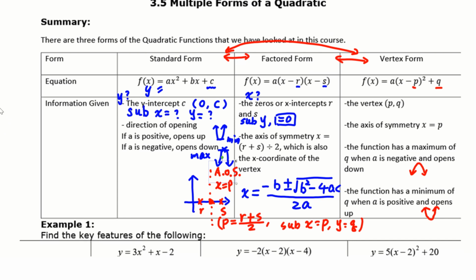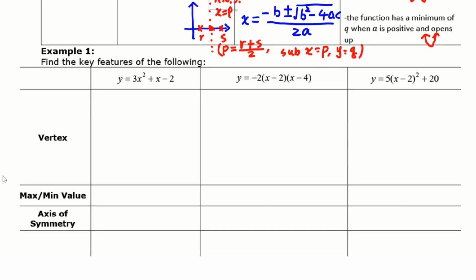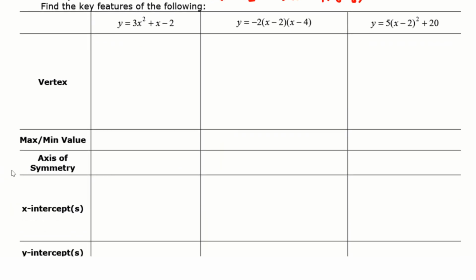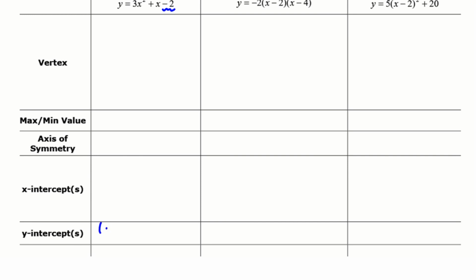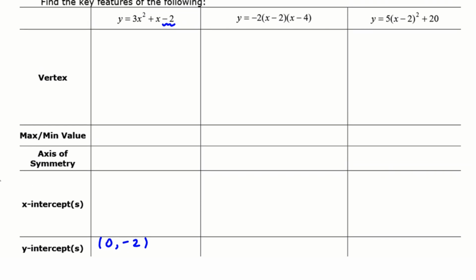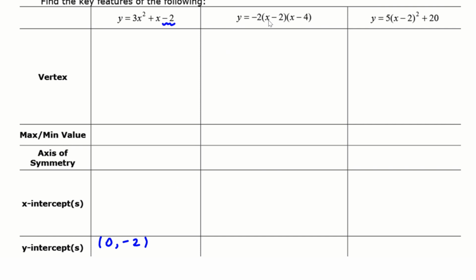Okay, so now we are going to see some examples. We are going to fill in this chart. So fill in the key features of the following. So this one is a standard form. We know from the standard form we are able to see the y-intercept right away. So x equals 0, then y equals -2. So sub in x equals 0 here, 0, 0, -2 is -2. And from the factored form, we are able to see the zeros right away. So it's (2, 0) and (4, 0).